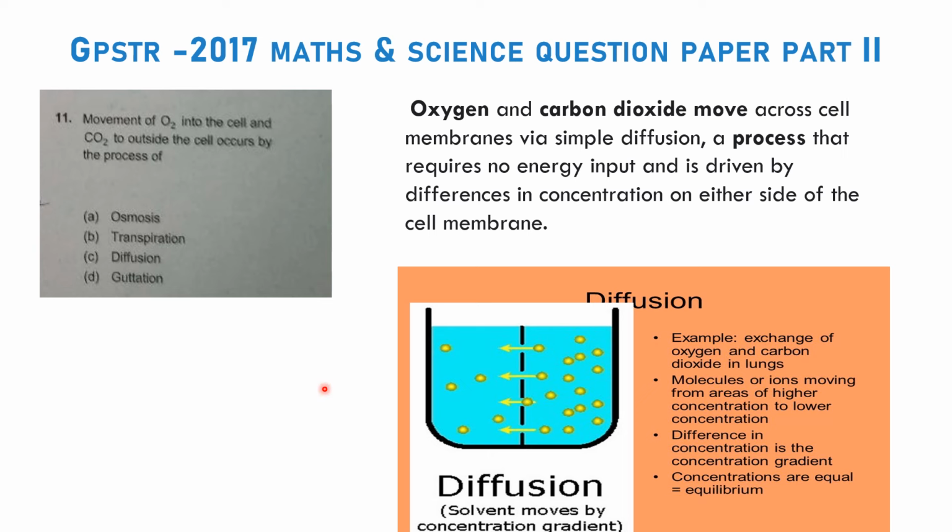One thing you have to remember: movement of oxygen into the cell and carbon dioxide outside the cell, which process does it involve? The correct answer is diffusion. Only through the process of diffusion does the movement of gas take place. It moves from higher concentration to lower concentration, and it does not need any energy for movement.